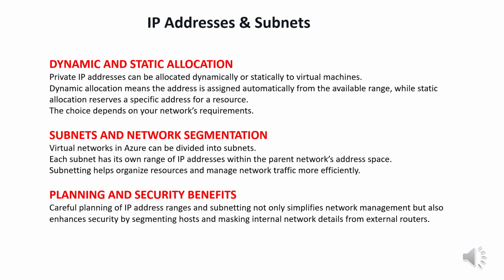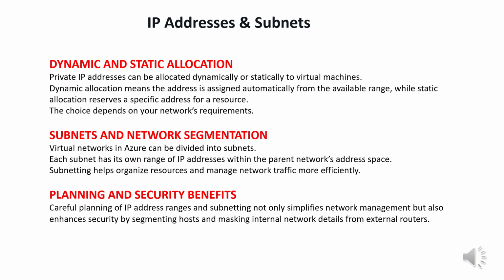Private IP addresses can be allocated dynamically or statically to virtual machines. Dynamic allocation means the address is assigned automatically from the available range, while static allocation reserves a specific address for a resource. The choice depends on your network's requirements.